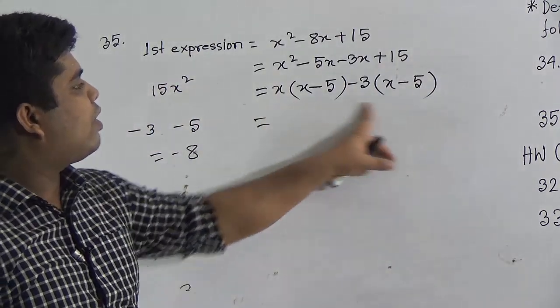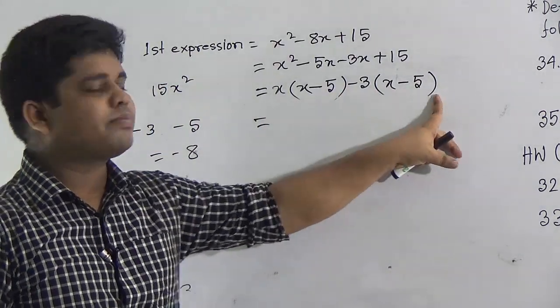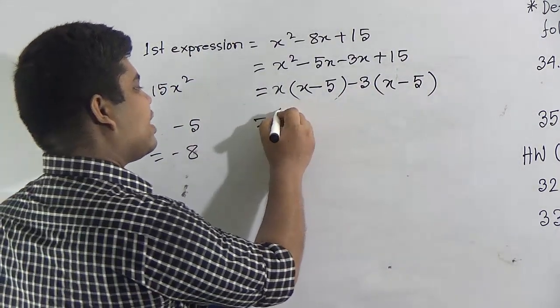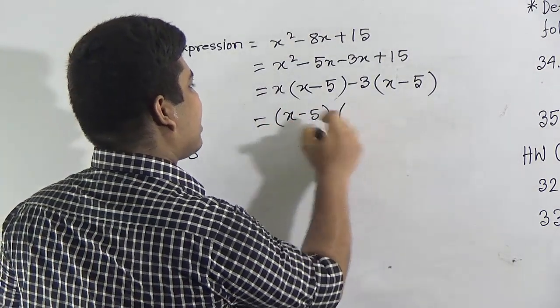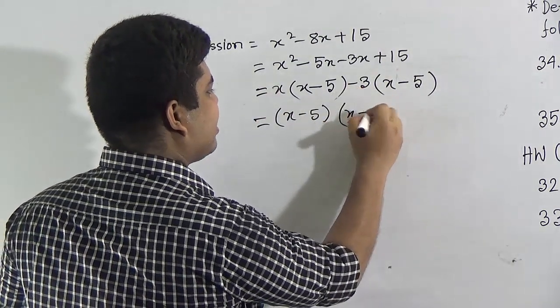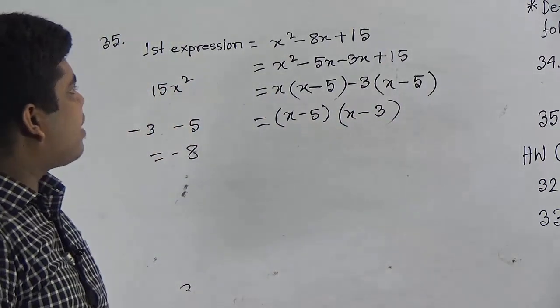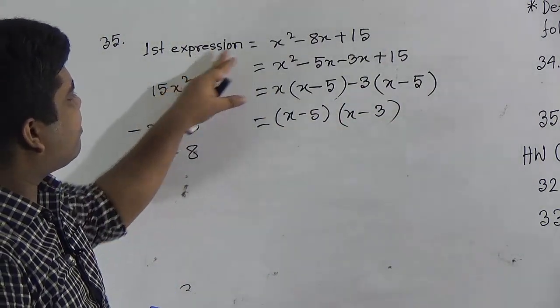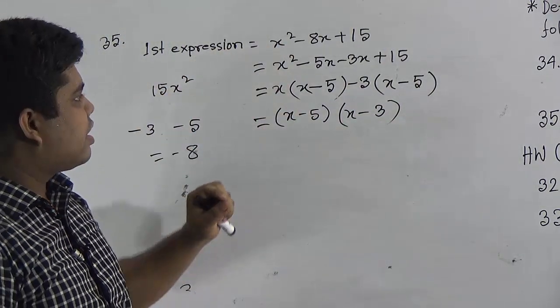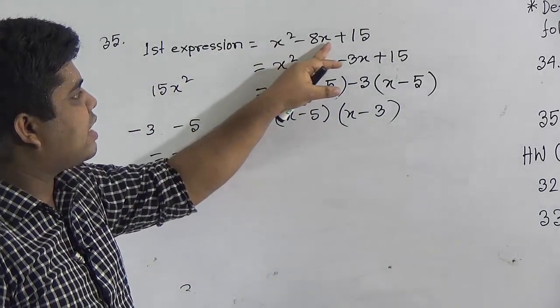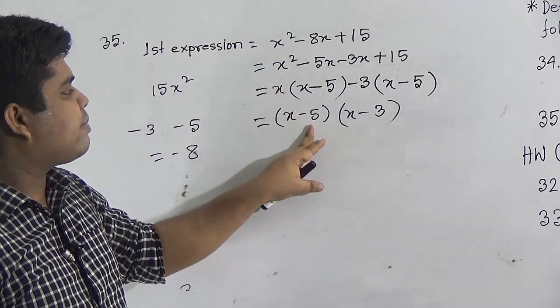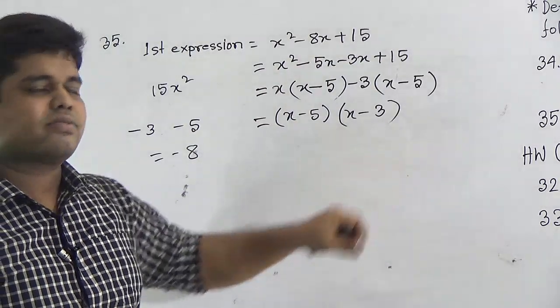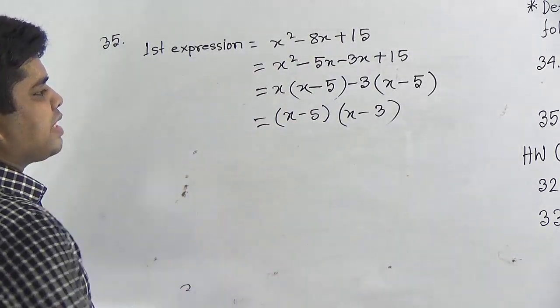From this whole expression, x minus 5 is common. So we take x minus 5, and left x, and here minus 3. I hope you have understood how to resolve the first expression into factors. If we resolve x square minus 8x plus 15, then we get x minus 5 into x minus 3. Okay, first expression is done.